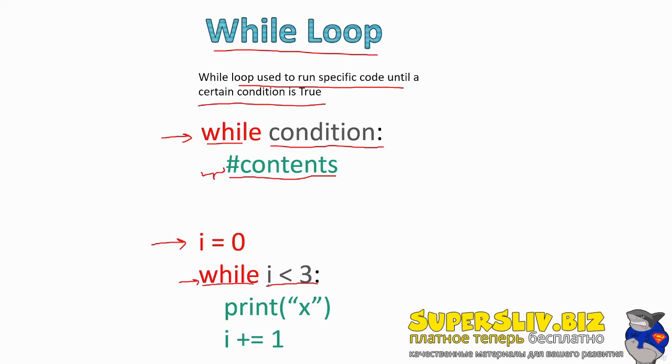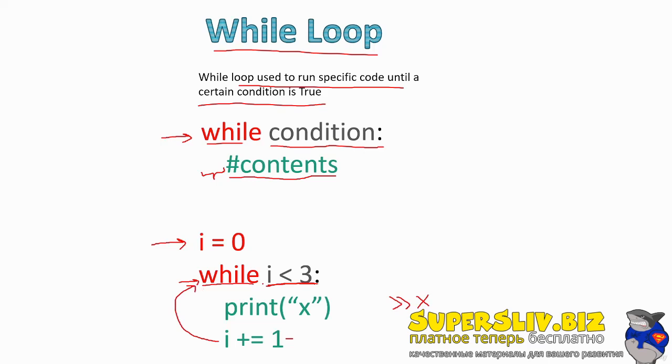First Python will check whether this condition is true or not. Since i is equal to 0, it is less than 3, so the condition is true. Then Python will run the content. It will print x. Then it will add 1 to the existing value of i. Now again it will go to the beginning.